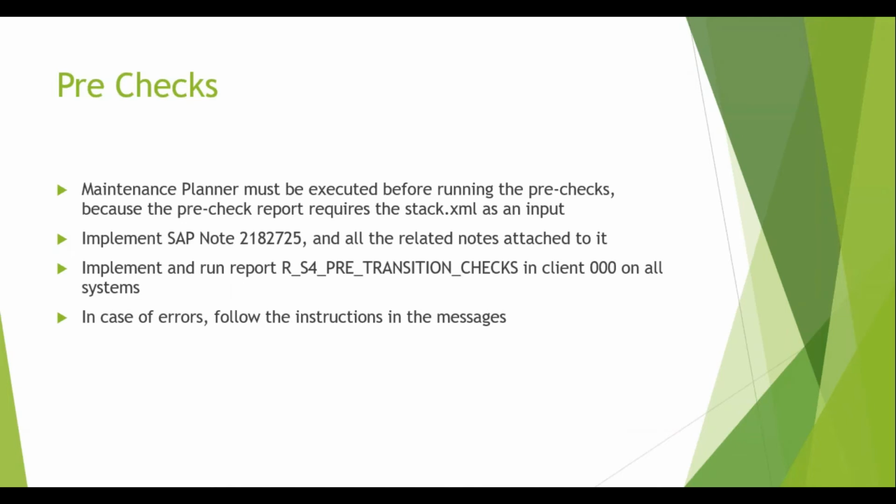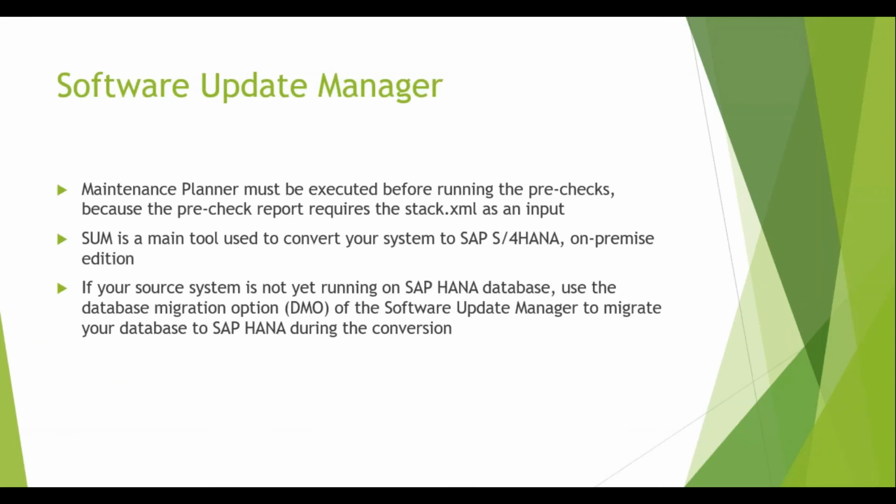Once this is performed and it is saying okay to go ahead, then you can go for the last tool, which is Software Update Manager, which will be the tool that is going to upgrade your current system from ECC 6.0 to SAP S4. Again, if you want to use Software Update Manager, maintenance planner must be executed, same thing.